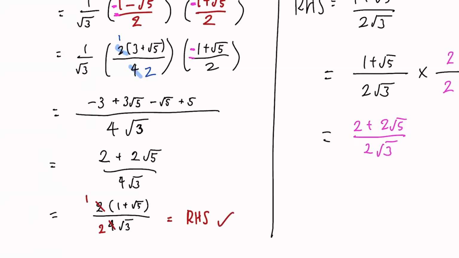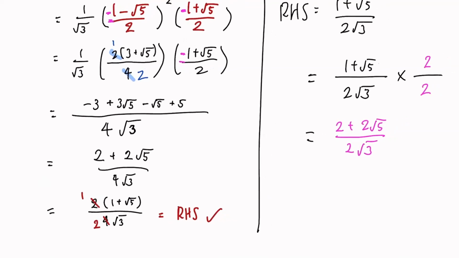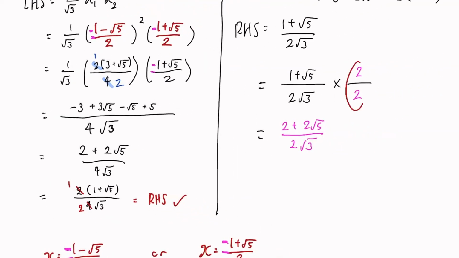Is that okay? Mic test, can you hear? Okay, good. Then the alternative would be to times 2 over 2 on the other side. You'll get 2 plus 2 root 5 over 2 root 3. Oh, sorry, over 4 root 3. Oh my goodness. Okay, then they will be the same. Yeah, so they will be the same.